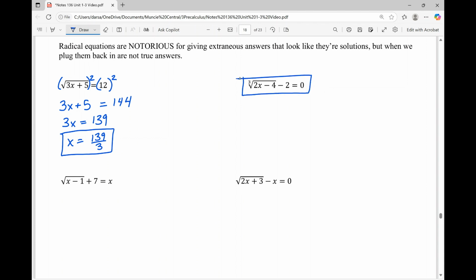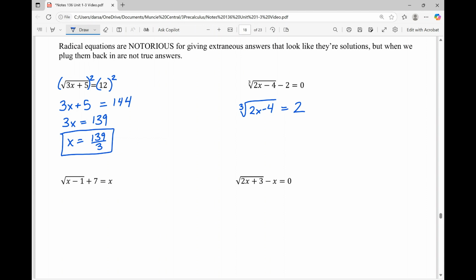What we have here is the cube root of 2x minus 4, minus 2, is equal to 0. What's a little different about this one versus the last one is that the cube root is not by itself. Remember, we have to isolate first. So we need to move this minus 2 over to the other side by adding 2 to both sides. That gives us the cube root of 2x minus 4 is equal to positive 2.